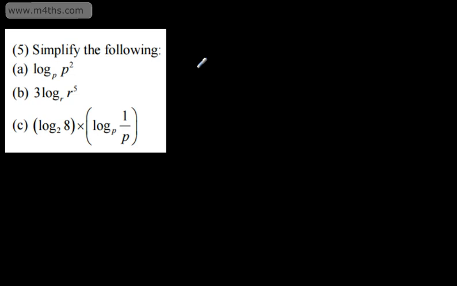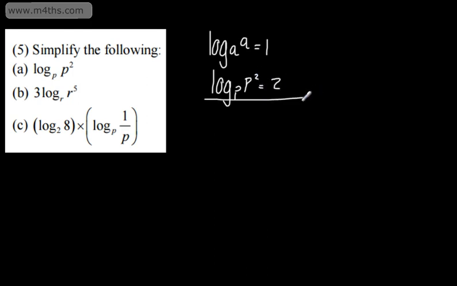We're asked to simplify the following. So what we've got here is log to the base p of p squared. We can later on look at the power law. I prefer to look at these as power law problems in terms of bringing the power down. For now though, we're not going to introduce that. I know that log to the base a of a is going to be equal to 1. So we can say now that log to the base p of p squared is simply going to be 2.